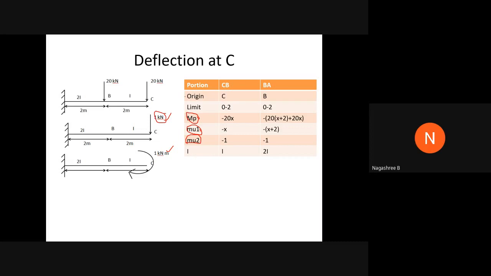Okay, so first, since we have two portions in the beam, one is AB, and one more is BC or CB, whatever it is.